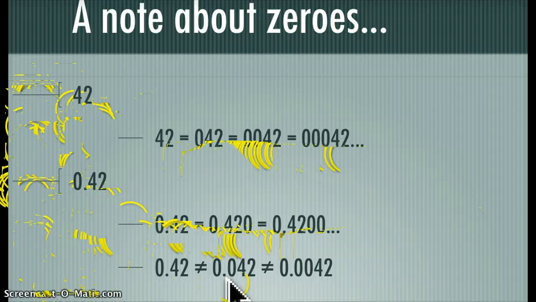You cannot add zeros in between the decimal point and the number, though, to have the same number. 42 hundredths is not the same as 42 thousandths. That's not the same as 42 ten thousandths. In fact, 42 hundredths is a lot bigger than this one, 42 thousandths. And 42 thousandths is a lot bigger than this one, 42 ten thousandths.